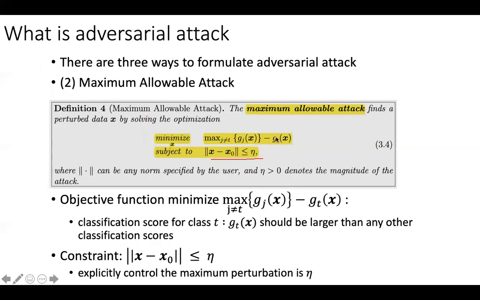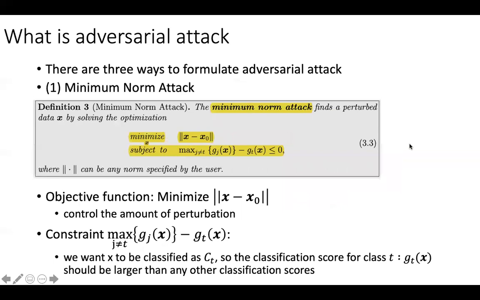So the second way is like what you mentioned, we flip the objective and constraint. So now the objective function is to minimize this difference in classification score, and our constraint becomes we keep the perturbation less than or equal to eta, so we explicitly control the perturbation. But you can see that in the second way, you need to choose an appropriate eta. But in the first way, you don't need any hyperparameter.